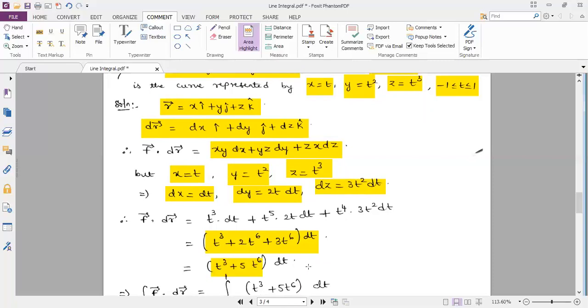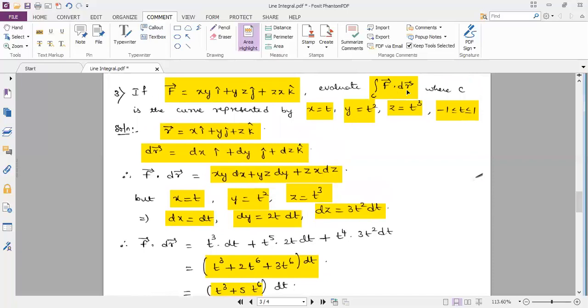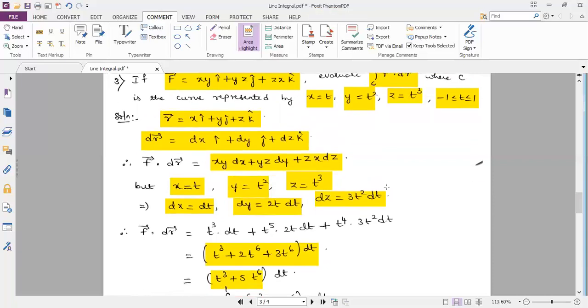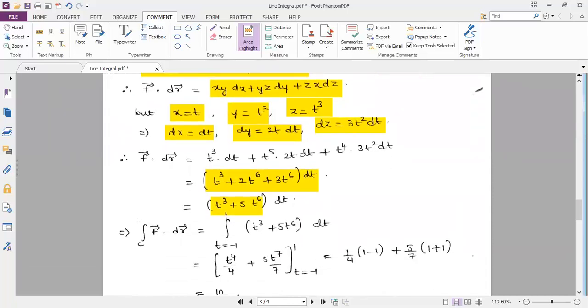Now we are asked to evaluate the integral over C of F dot dr. So recalling from that question, the integral over C of F dot dr will be the integral between minus 1 to 1 of t cube plus 5t power 6 dt. The integral limits are given as minus 1 to plus 1. So we need to integrate t cube plus 5t power 6 between the limits minus 1 to plus 1.